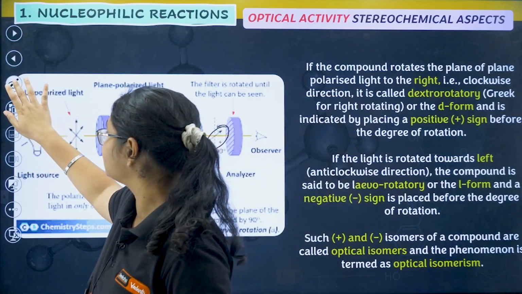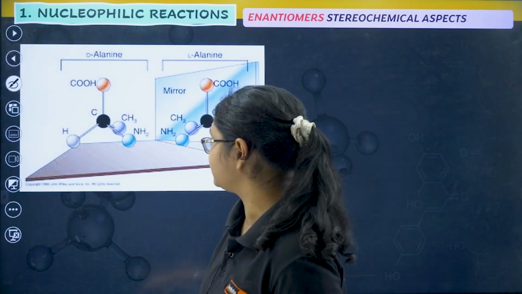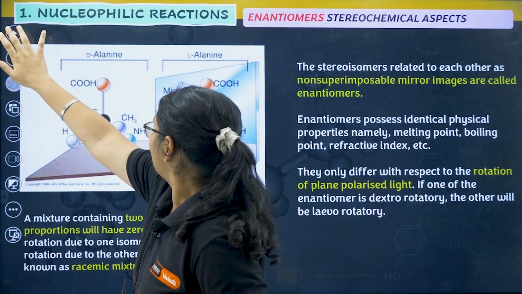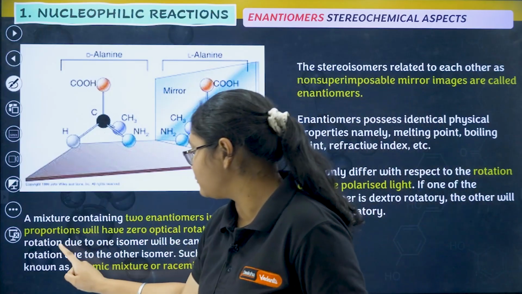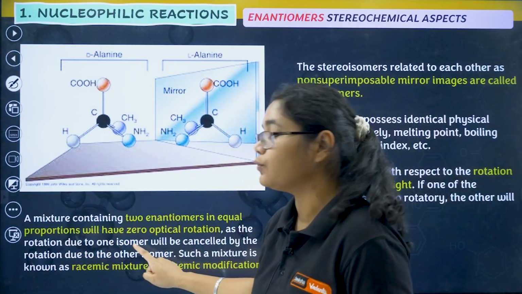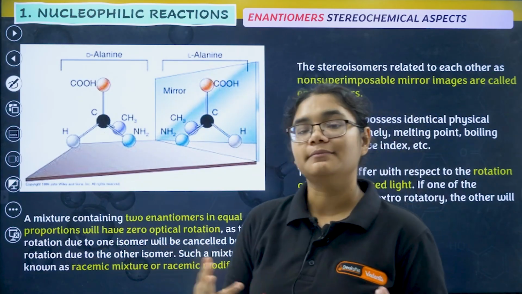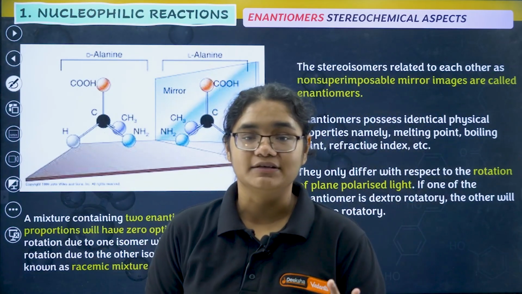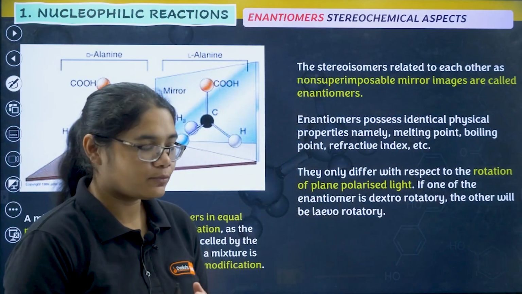In that case, these types of mixtures are called racemic mixtures. A mixture containing two enantiomers in equal proportions will have zero optical rotation, as the rotation due to one isomer will be cancelled by the rotation of the other. Such a mixture is called a racemic mixture, or this phenomenon is called racemization. I hope this is clear.